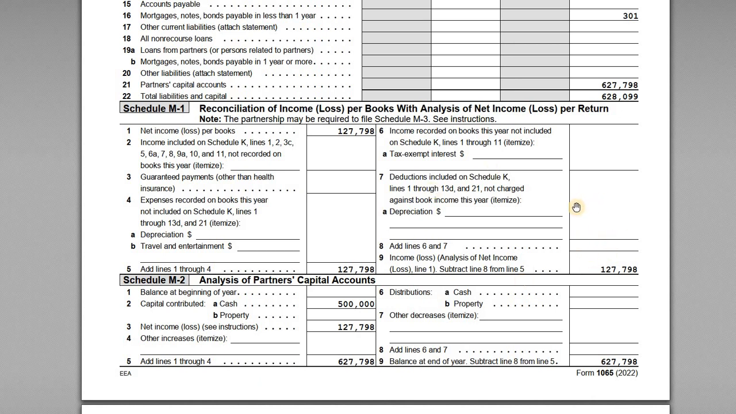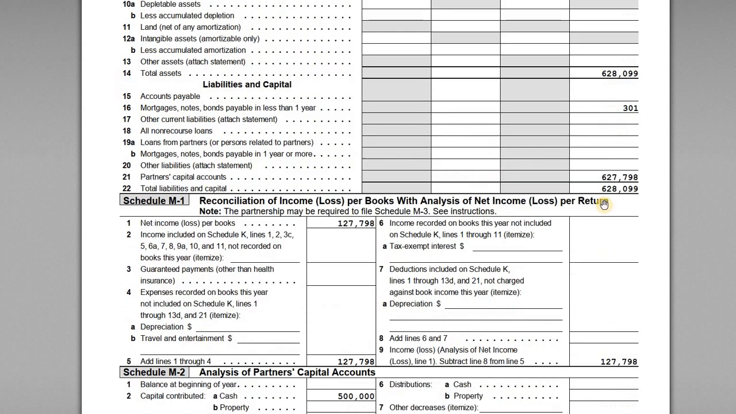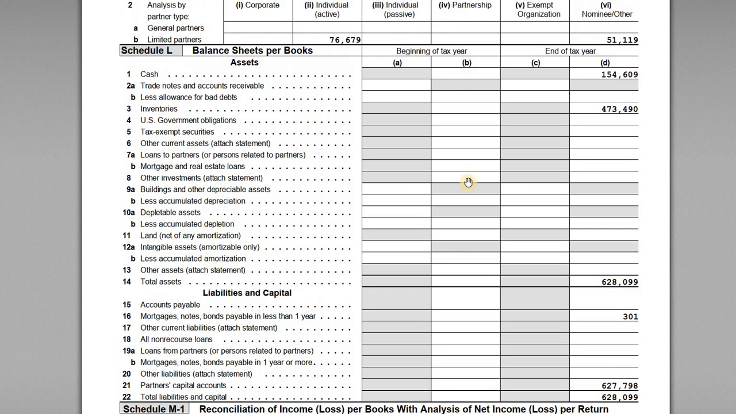So that's why in this context, not always the case, but in this case, the net income or loss per books matches the taxable net income or loss that's passing through to the K1s. Now in the balance sheet, again, beginning of the year is 0, right? Because this is a new fund.